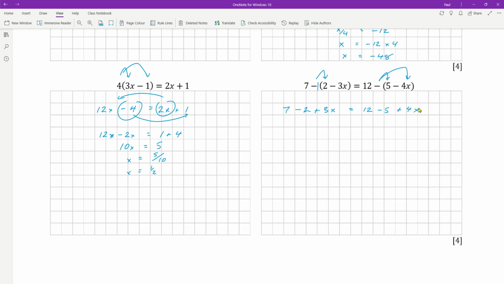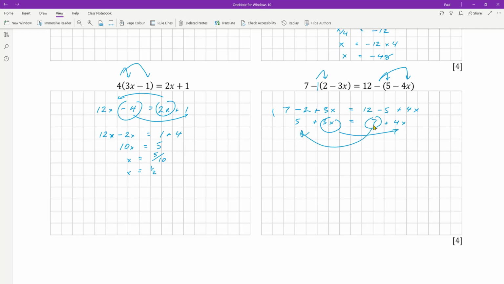Okay, so now let's collect, we'll do what we can first. So 7 minus 2 is equal to 5. 12 minus 5 is equal to 7. Okay, so now I'm going to shift my x's to one side. Now I've got more x's over here, so I'll just shift that over there. Doesn't really matter which way you shift it, as long as it's easier for you. And I need to move the number to the other side.